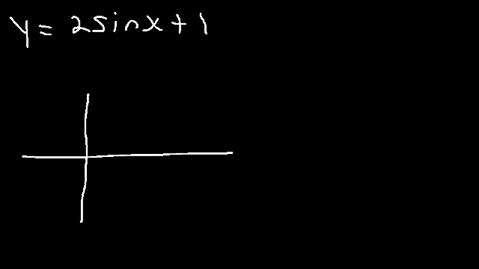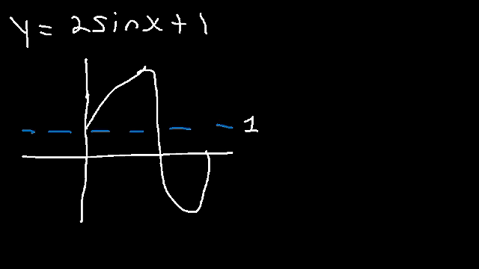But in this case, it's going to be different. First, the graph is going to shift 1 unit up. So the center point is no longer the x-axis. The center point is at 1. The second thing is the amplitude is 2. So from this center line, it's going to go up 2 and also down 2.